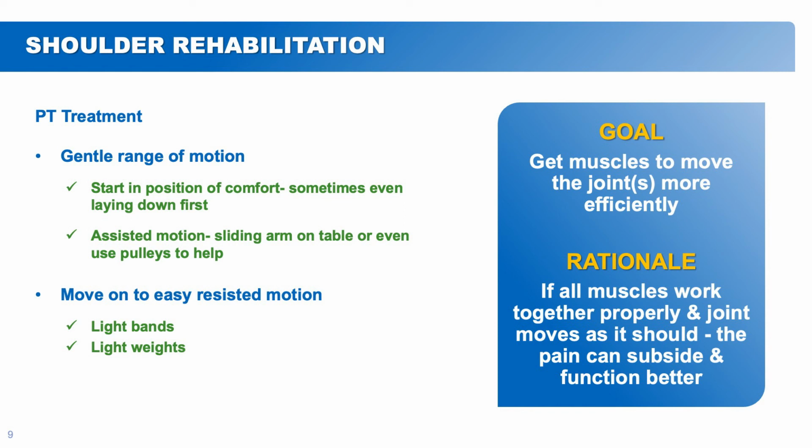And we can also help move your arm in the clinic as well and show you how to do that yourself with the goal of the muscles moving the joint efficiently. And the rationale is, if all the muscles are working together, then the joint's going to move more appropriately. So the shoulder joint's a very complicated mover, and we try to get all those muscles to kind of help the arthritic joint to move better. We start with some light bands or light weights, and then we can move on as aggressively as we need to or as artfully as we need to.